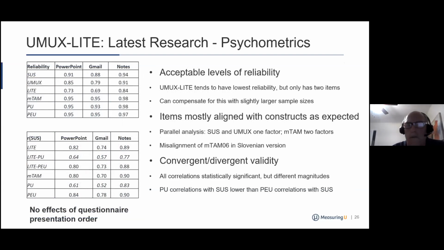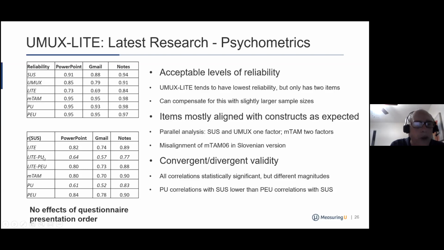So first off, what are the psychometrics? We saw kind of universally acceptable levels of reliability. The items mostly align with constructs. There was one misalignment in the Slovenian version, so I'm a little concerned about the translation of the 6th item in the TAM, but not going to obsess over that. And we saw the kind of convergent and divergent validity you would expect, in that all of these correlations with the SUS, for example, are significant.